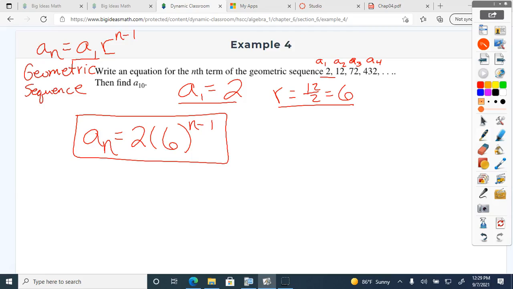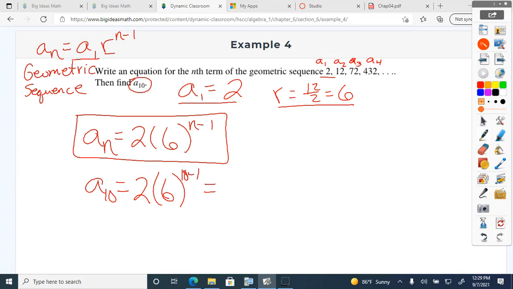So right here, 2 times 6 to the n minus 1, that's my equation. And then they want me to find what? A sub 10. Well, 10 is my what? What letter is it representing? n. So I just plug it in. A sub 10 is going to be 2 times 6 to the 10 minus 1 power. And at this point is where you grab your calculator.